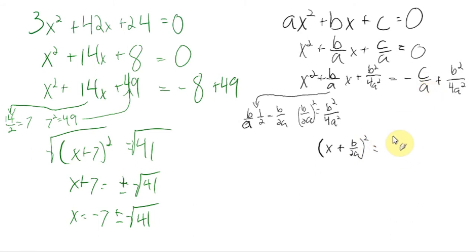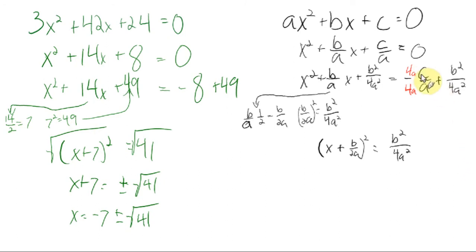And now on this side we have b squared over 4a squared. And we could put minus c over a, but instead of c over a, let's get this to have a common denominator with this guy here. In order to get a common denominator, the denominator needs to be 4a squared, so we need to multiply this by a 4 and an a to get 4a squared, and so we need to multiply the numerator by 4a as well.